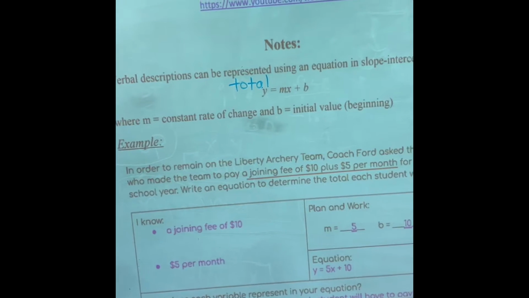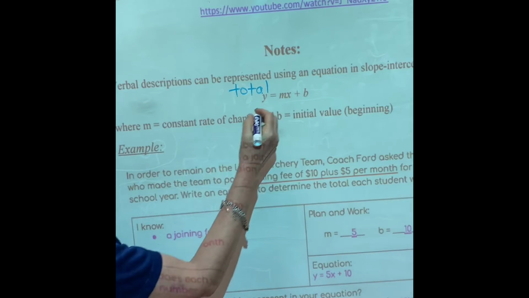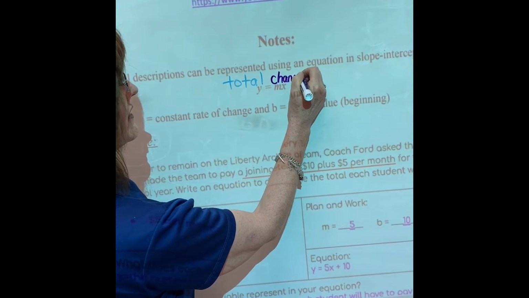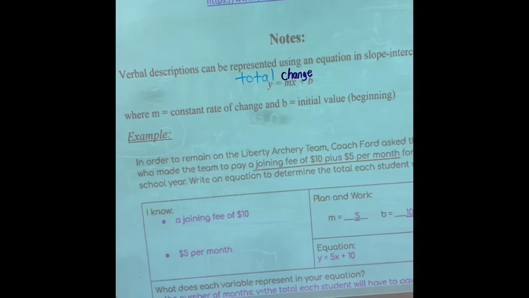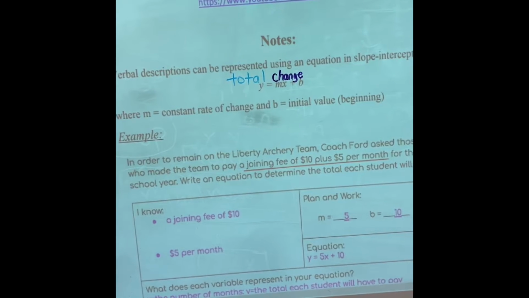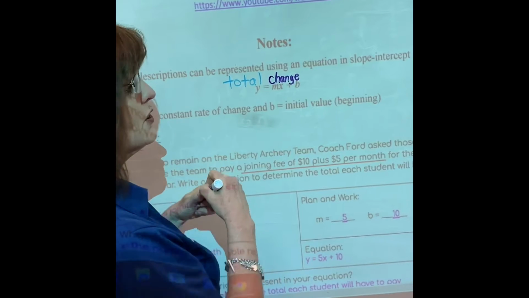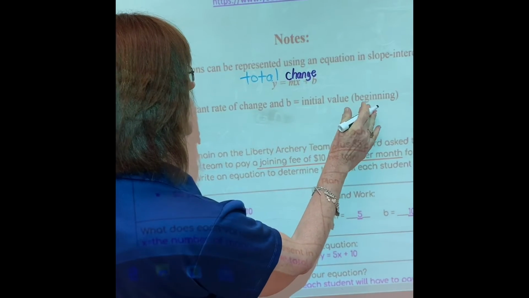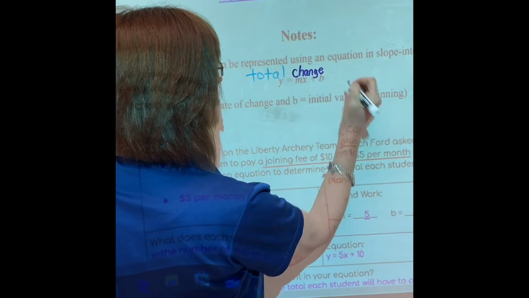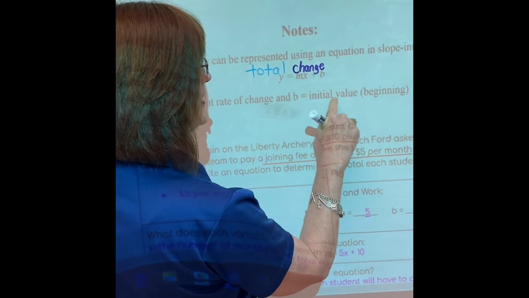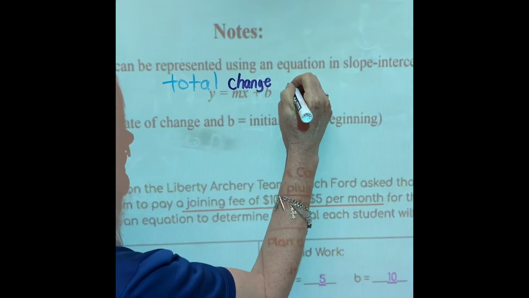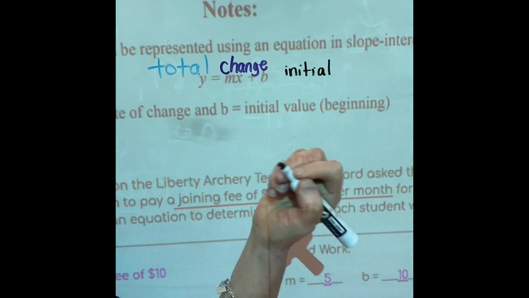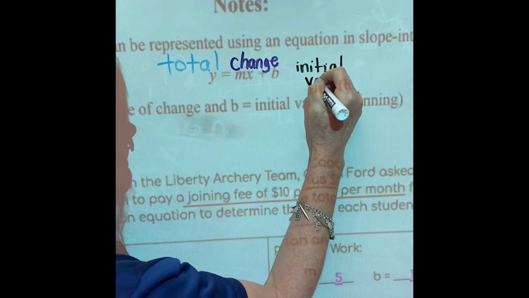Mx is going to be representing the constant rate of change. And B is going to be representing an initial value, a one-time fee perhaps, a beginning. It's going to show up once. So where it says initial value, I'm going to go ahead and leave the word initial because that's a very good word in math for meaning the start for 1.